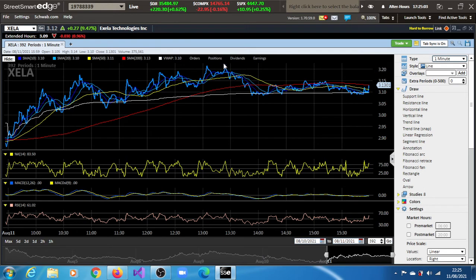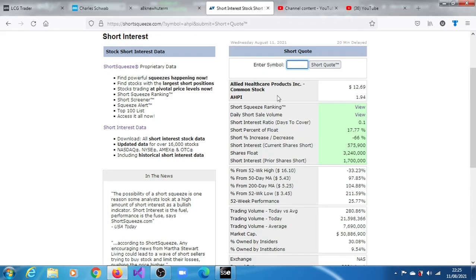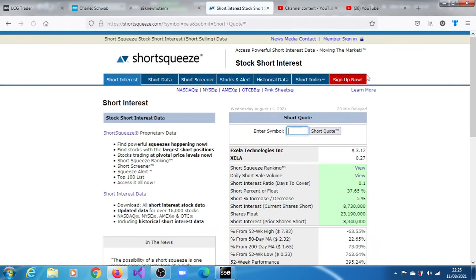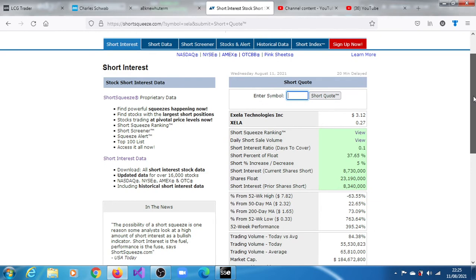Okay, at some point it was actually higher than what we're looking at right now. We have an extension where it reached $3.2, so easily close to a 15% extension. And I think its short interest is 37.65, so it's the most pronounced of the three of them, and it's actually increased by 5%.